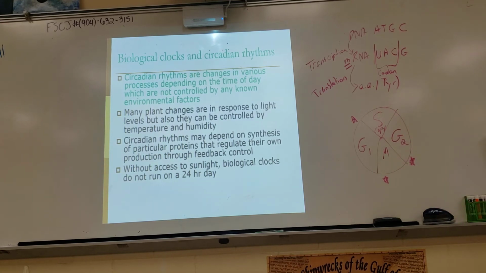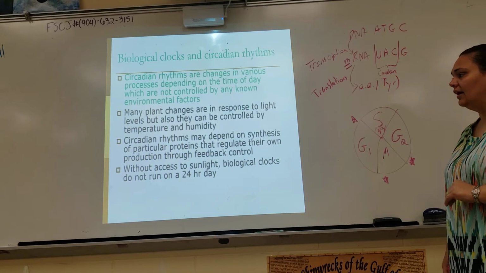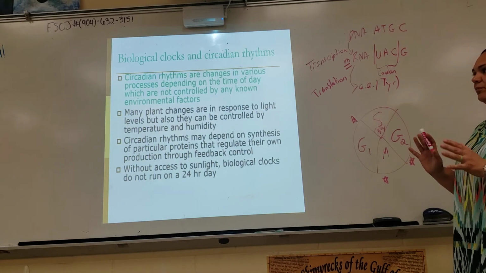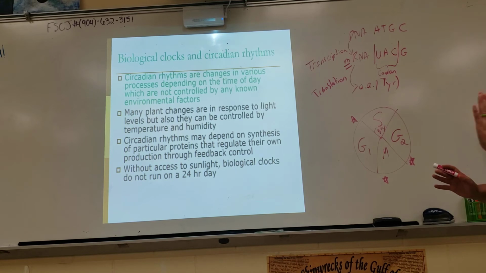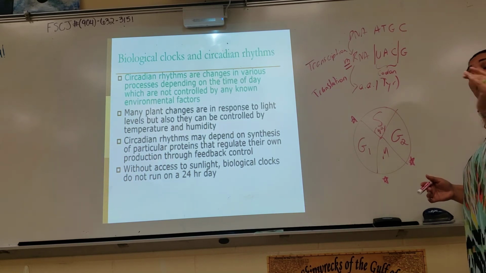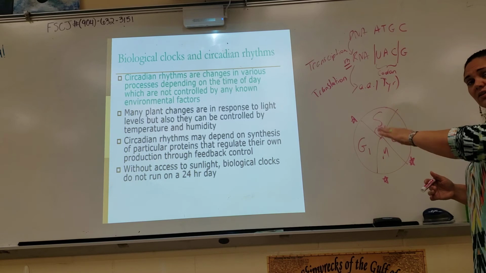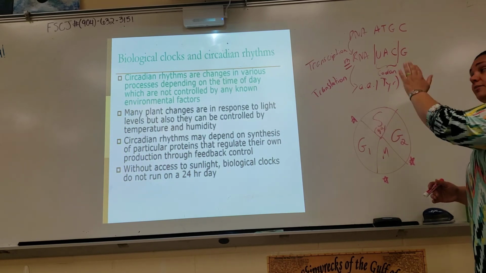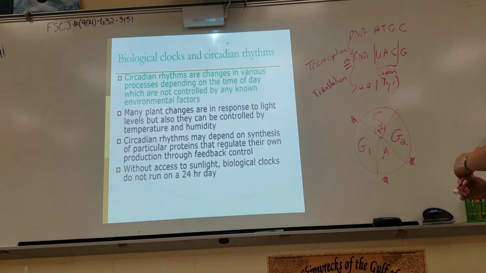Without access to sunlight, biological clocks do not run on a 24-hour day. Plants don't do well. They like that gradual change. We know December 21st, roughly, is the shortest day of the year, and slowly we go back up, we get more time. Plants deal well with that gradual increase. June 21st, roughly, is the longest day of the year, they do great, and then they slowly decrease.